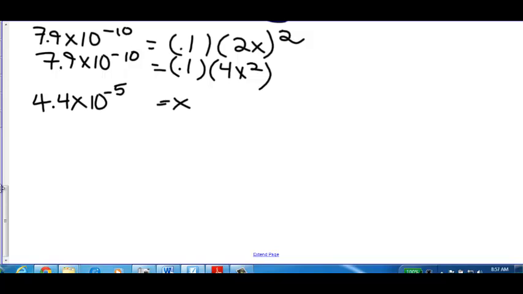And if we do our check, because we assumed x to be negligible, right? Our check is okay. Anybody have a problem with the math on that? Okay.